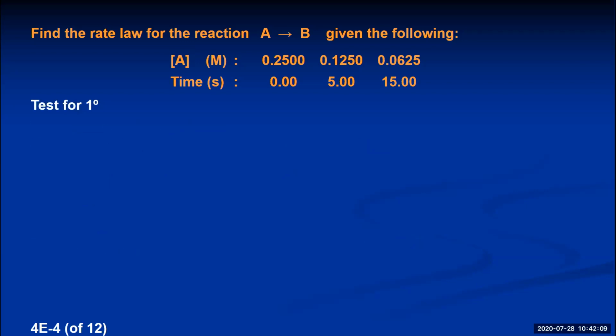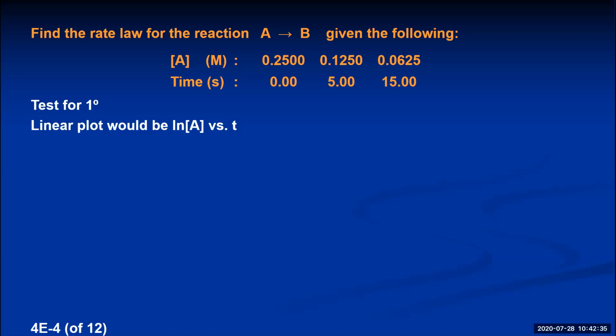Next, let's test for first order. If it's first order kinetics, we know that a linear plot would come from graphing the natural log of the concentration of A versus time. So I'm going to do the same thing. I'm going to take two sets of points, and I'm going to calculate what the slope would be if I plot natural log of A versus time. So let's take our first 2 points, time 0 and time 5.